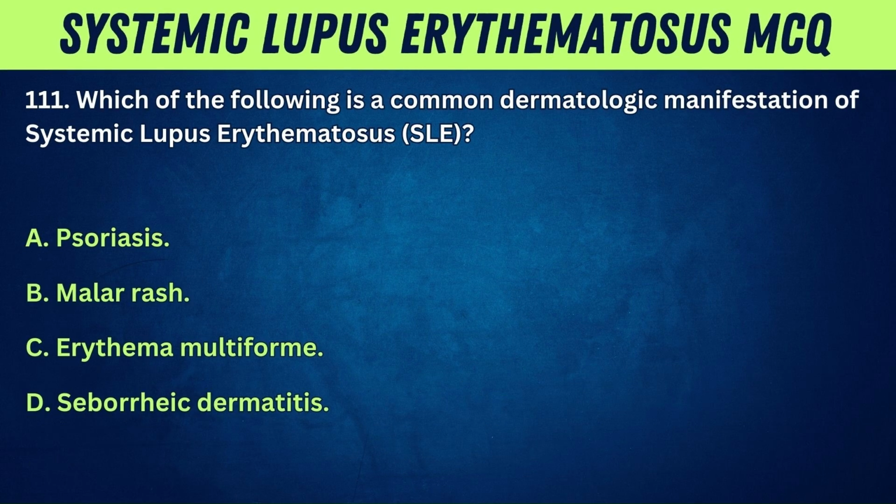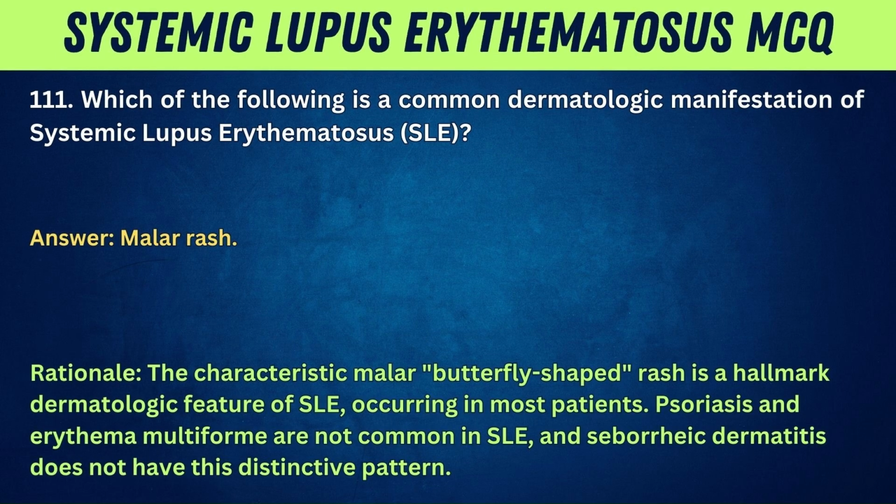111. Which of the following is a common dermatologic manifestation of systemic lupus erythematosus, SLE? A. Psoriasis. B. Malar rash. C. Erythema multiforme. D. Seborrheic dermatitis. Answer: malar rash. Rationale: the characteristic malar butterfly-shaped rash is a hallmark dermatologic feature of SLE, occurring in most patients.